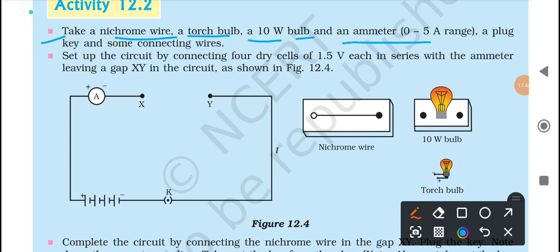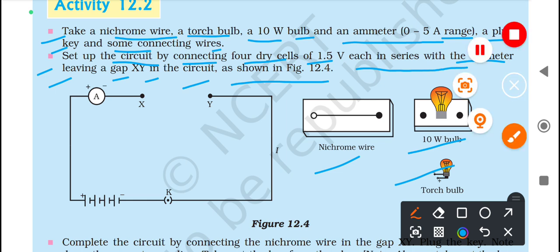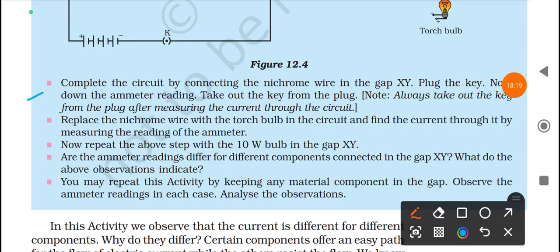Take a nichrome wire, a torch bulb, a 10-watt bulb, an ammeter of 0 to 5 ampere range, a plug key, and some connecting wires. Set up the circuit by connecting 4 dry cells of 1.5 volt each in series with the ammeter, leaving a gap XY in the circuit as shown in figure 12.4. Nichrome wire, 10-watt bulb, torch bulb.